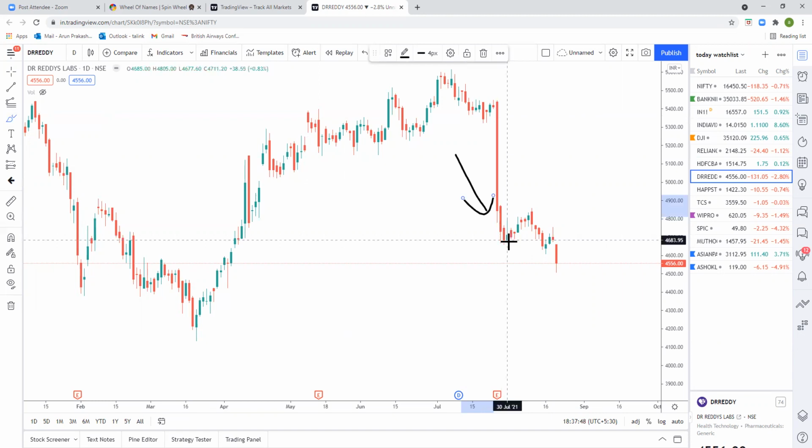So now you are asking me if you can take a long position in Dr. Reddy. That is definitely not advisable. You have so many good stocks to trade.